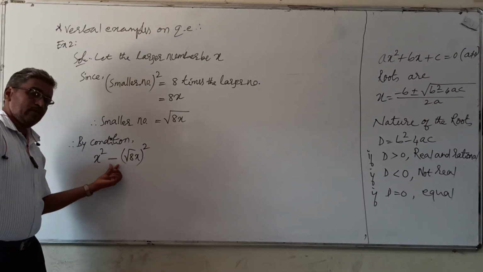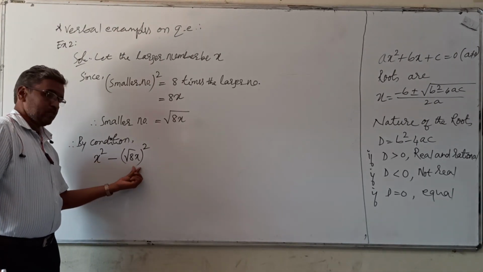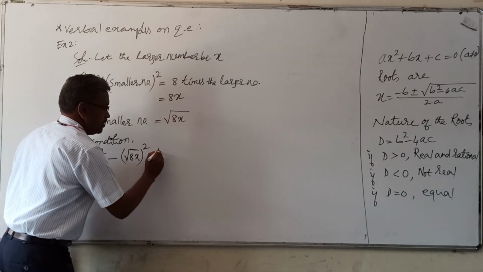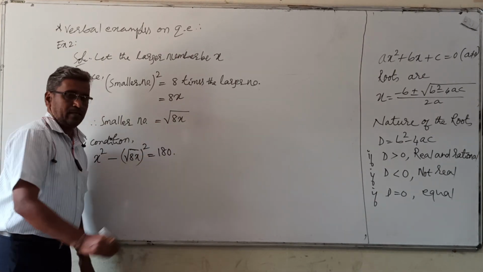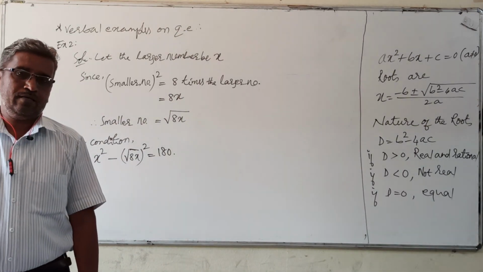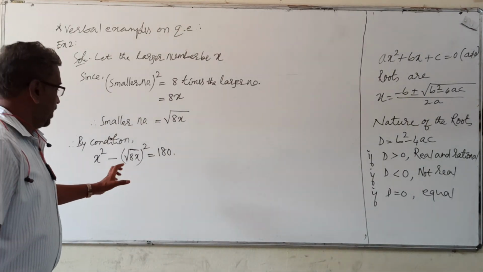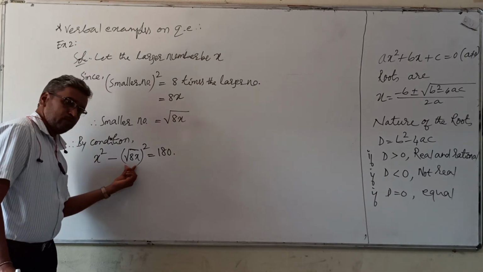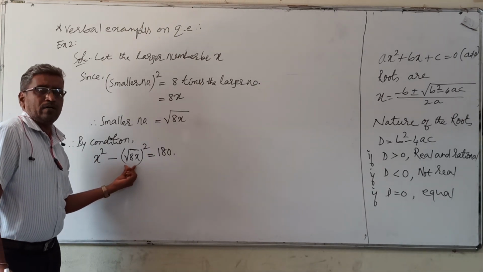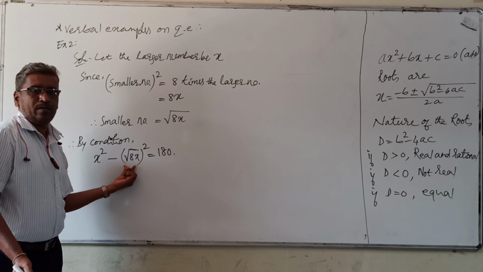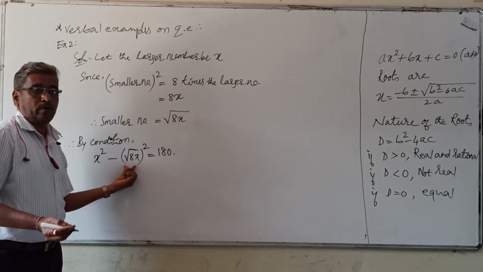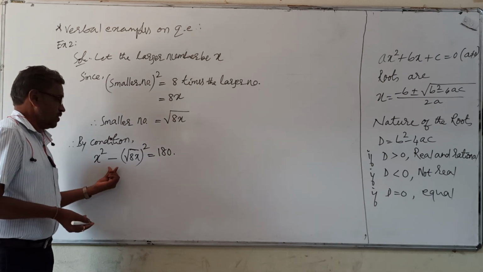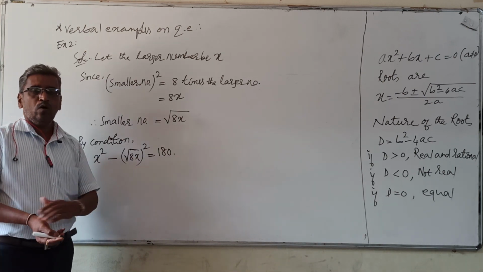The difference of the squares of two numbers is 180. This is the relation. Be very careful about that step. Difference of what? Squares of two numbers. The square of one number, the smaller one, is 8 times the larger number. That is x square minus 8x equal to 180.